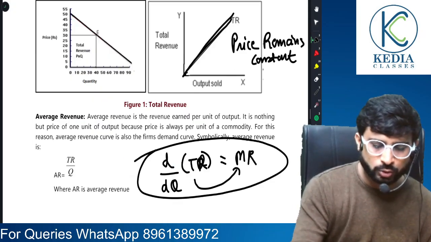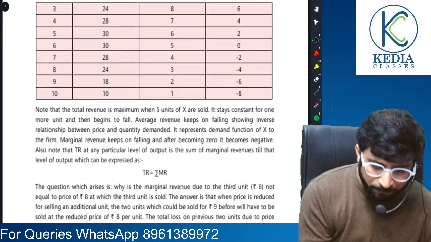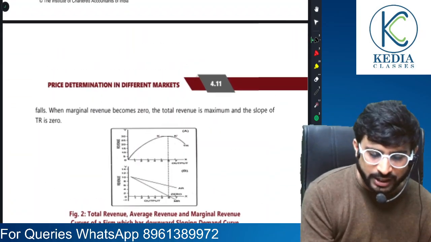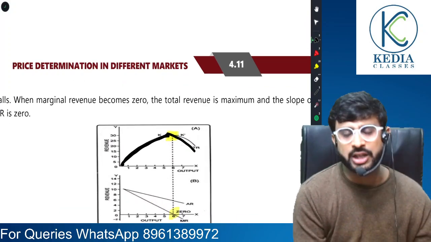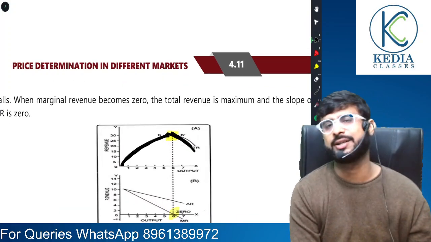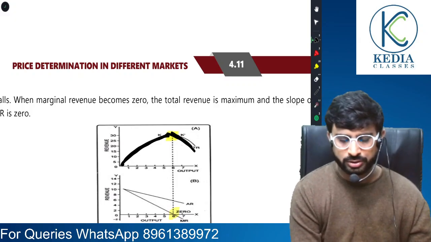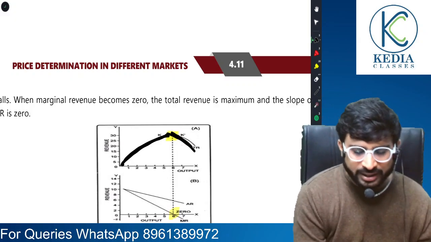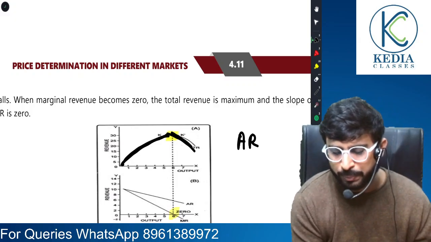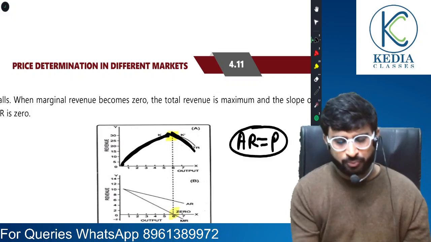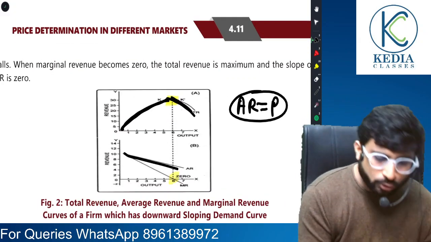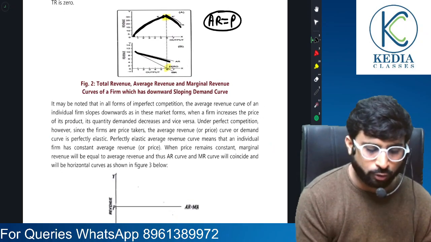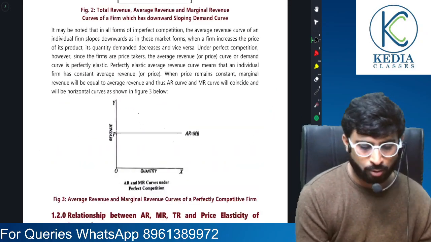And therefore, in imperfect competition, you experience a curve like this, where revenue increases up to a certain point. Beyond that, it starts falling. Both MR and AR fall. AR is nothing but price. So obviously, if price is falling, the demand curve will be downward sloping. The MR curve also falls. Remember, the MR curve also falls.